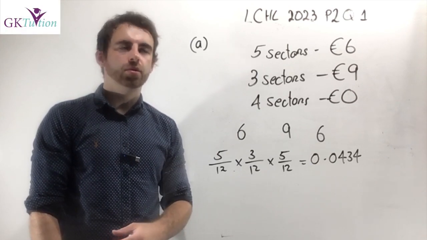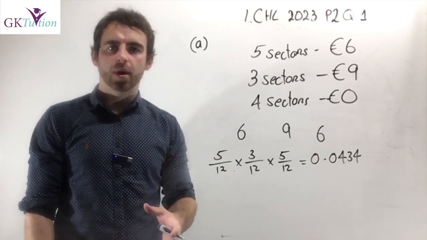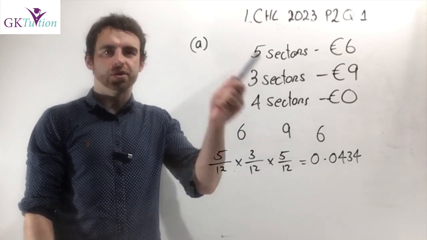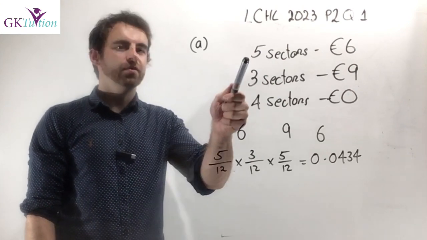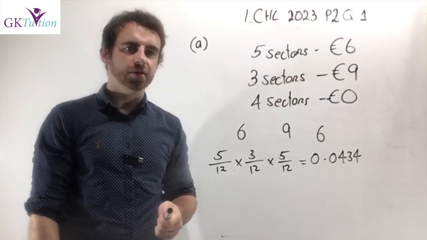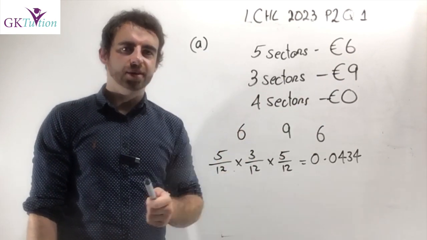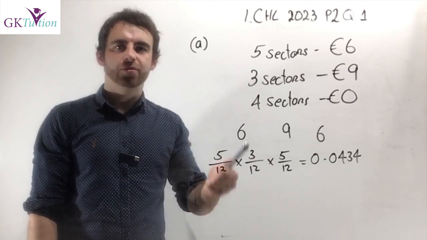In this tutorial, we're looking at 2023 Paper 2 Question 1, and it's all about probability. In the first part of this question, we're introduced to a circle, and this circle is divided into 12 sectors. 5 of those sectors are marked as €6, 3 of the sectors are marked as €9, and 4 of the sectors are marked as €0. We're told that Fiona is going to play this game 3 times.